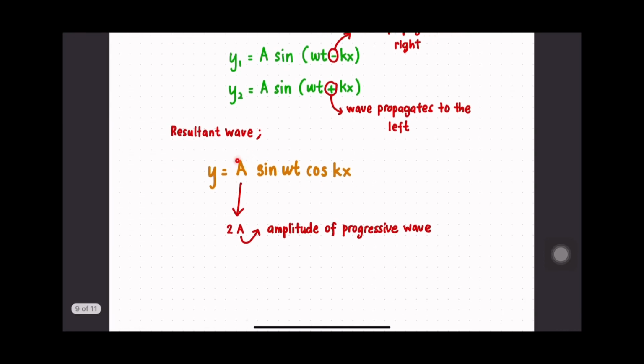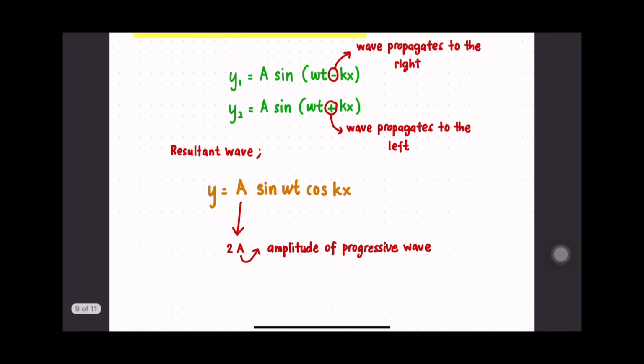So where a here is amplitude of the standing wave, iaitu 2 kali ganda amplitude untuk progressive wave. So kena faham lah, kalau you ada equation untuk progressive wave, let's say A dia ni dekat progressive wave 3 cm, and then bila you kira resultant wave, amplitude ni akan jadi 6 cm, means 2 times of the progressive wave.